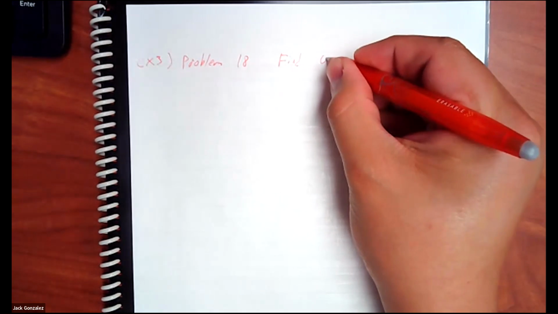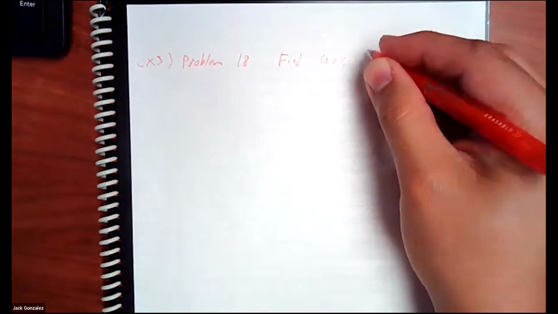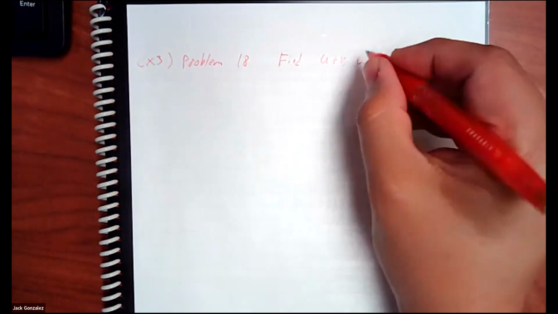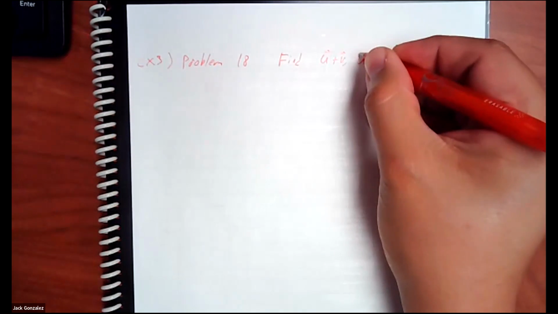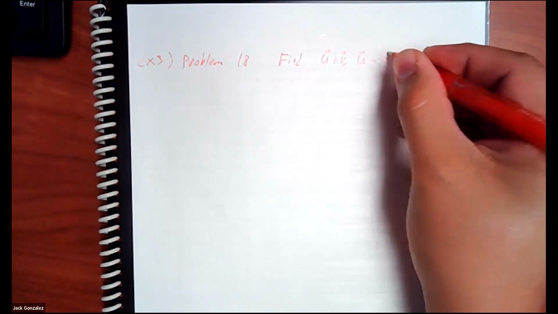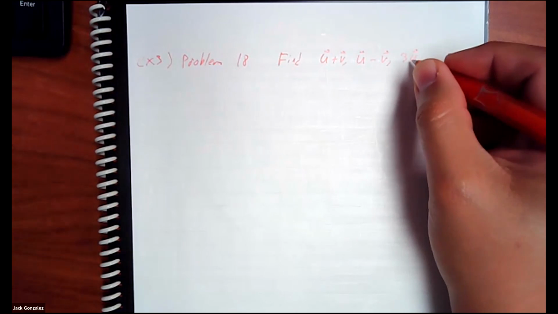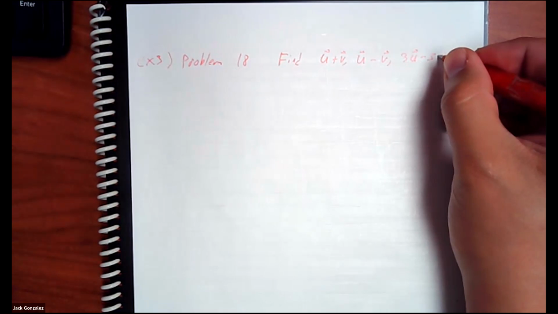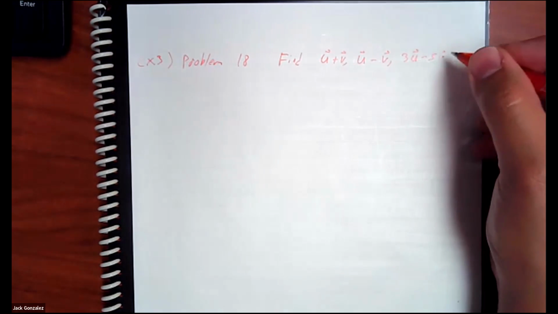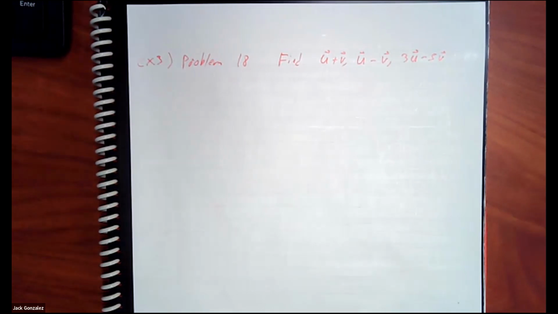So they want us to find u plus v, u minus v, and 3u minus 5v. Notice here they're scaling them, and then subtracting.